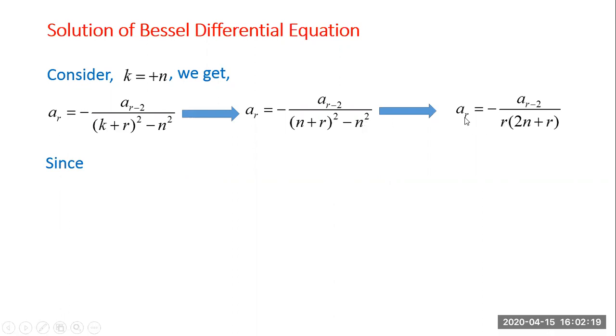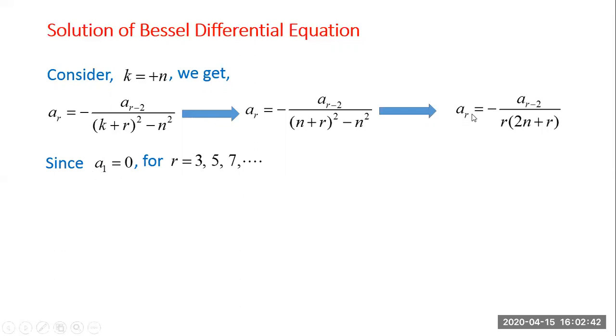Now here we take r is equal to 2, 3, 4 and so on. First let me take r as odd numbers, so r greater than or equal to 2. The first odd number is r is equal to 3, then r is equal to 5, r is equal to 7 and so on. Already we know a1 is equal to 0.